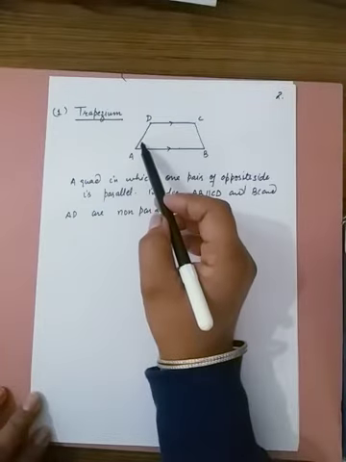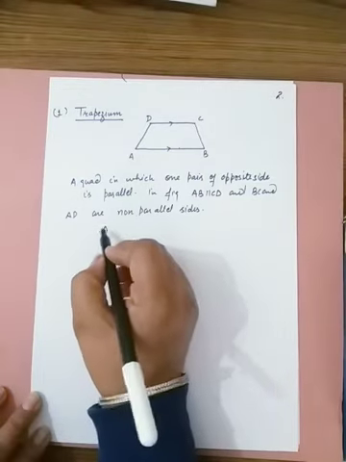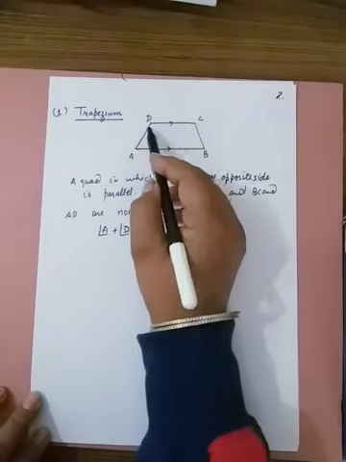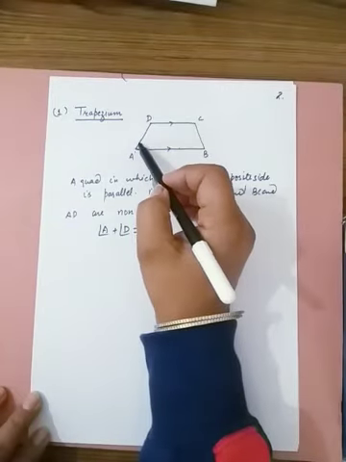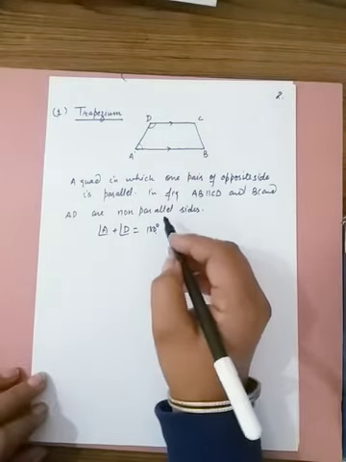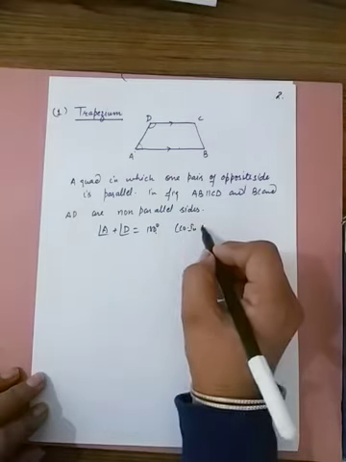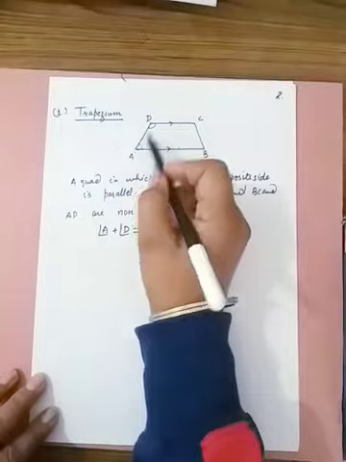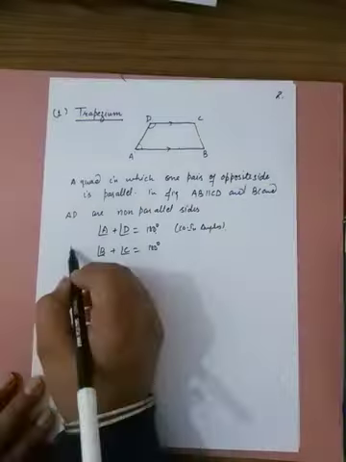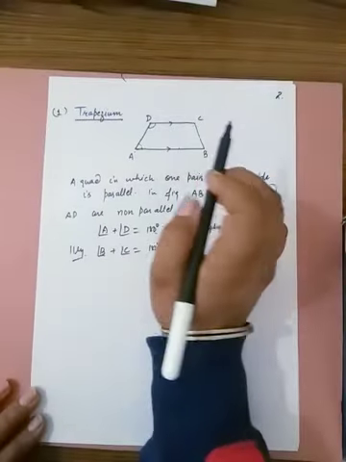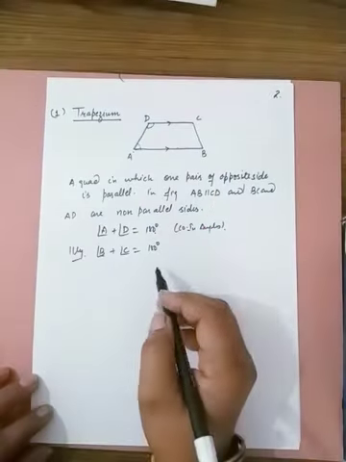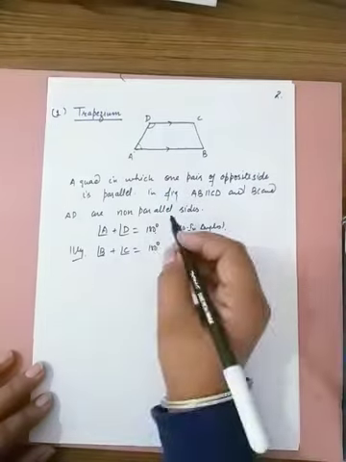Here the sum of angle A plus angle D is 180. Why? Because AB is parallel to CD and AD is a transversal, so angle A plus angle D will be 180 degrees because these are co-interior angles. Similarly, angle B plus angle C is equal to 180 degrees. But angle A plus angle B will not be 180 because AD is not parallel to BC, and the diagonals of a trapezium are not equal.